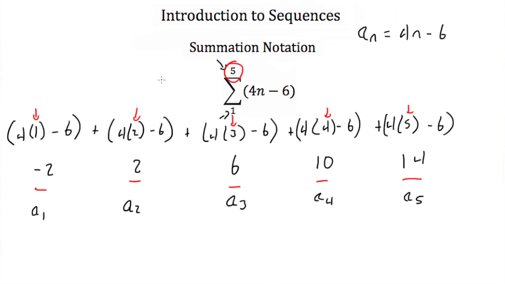What the summation notation means is that we're going to take each one of these and add them together. So negative 2 plus 2, plus 6, plus 10, plus 14. Add all this together, and this summation is equal to 30. Or this series value is equal to 30.